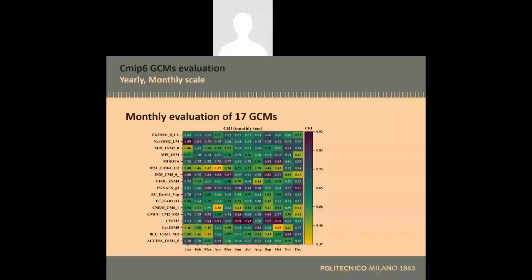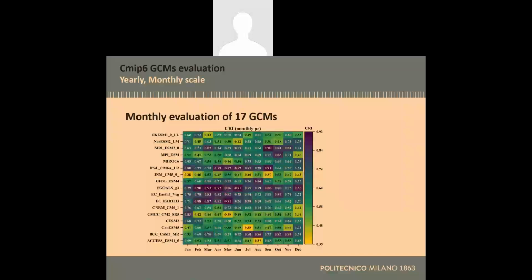Then this is the monthly evaluation. You can see, the higher the number, the better the model. Like this one, this model shows a better result. So according to this, you can decide in every month which model you should use to better predict or reproduce the historical period.